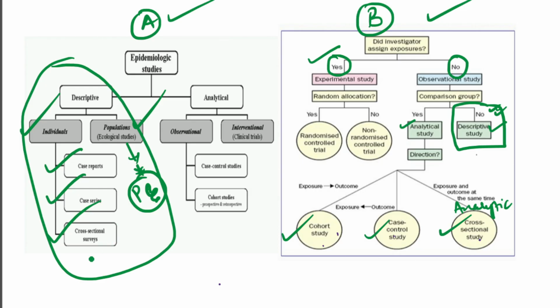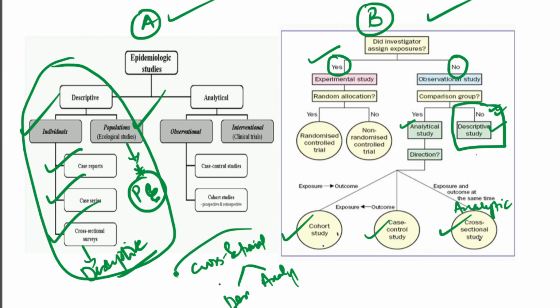Cross-sectional surveys, what type of cross-sectional survey? These are the descriptive type of cross-sectional studies. Descriptive over here, because analytical is different over here. In chart B you see the analytical is different, because if you take cross-sectional study in toto, the cross-sectional study can be divided into two types actually. The descriptive and the analytical.